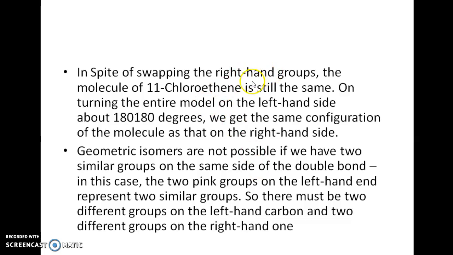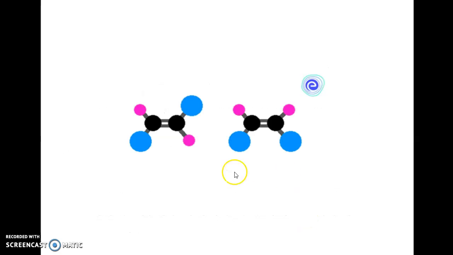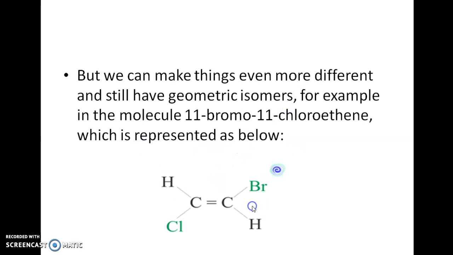In spite of swapping the right-hand group, the molecule of 1,1-chloroethene still remains the same. So, on turning the entire model on the left-hand side by about 180 degrees, the same configuration of the molecule appears on the right-hand side also. So, geometrical isomerism is not possible for this. So, this is the three-dimensional view of the same molecule.